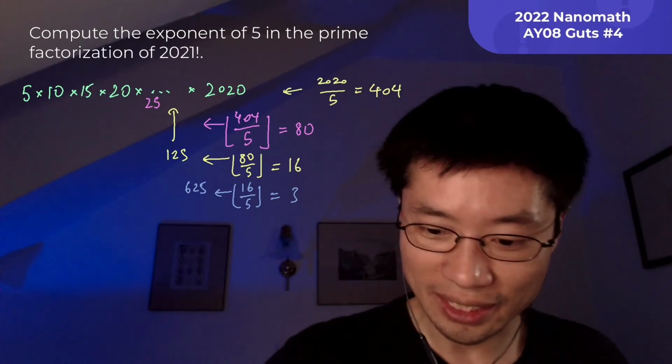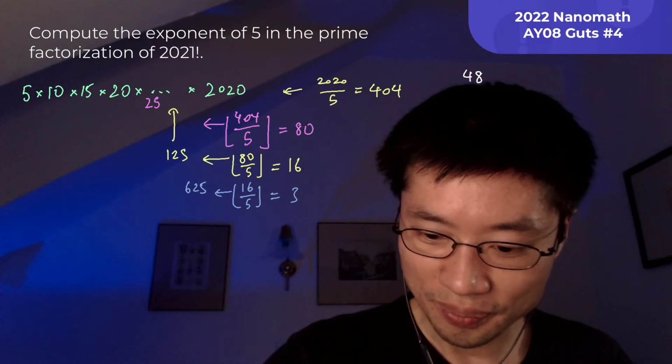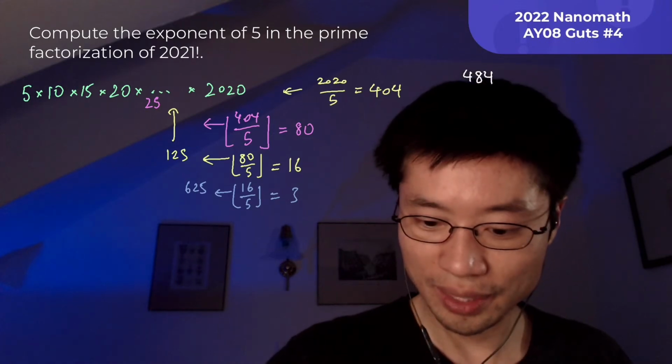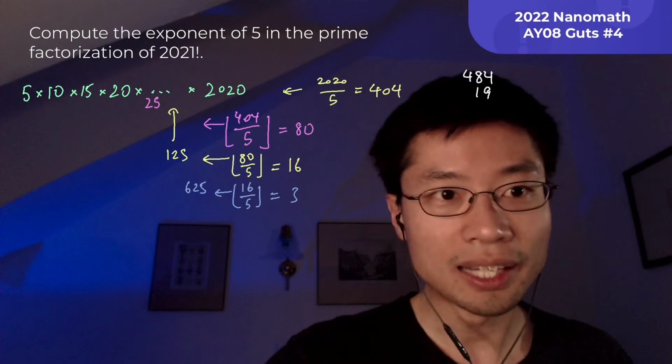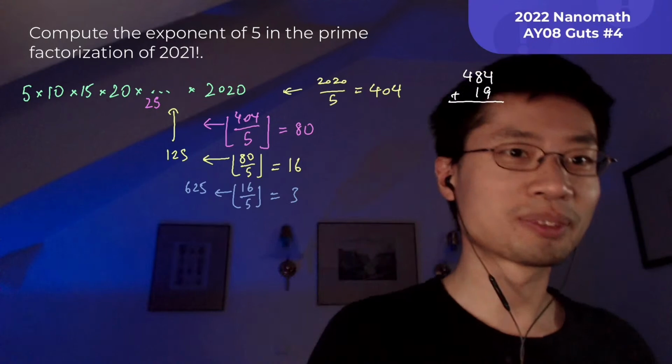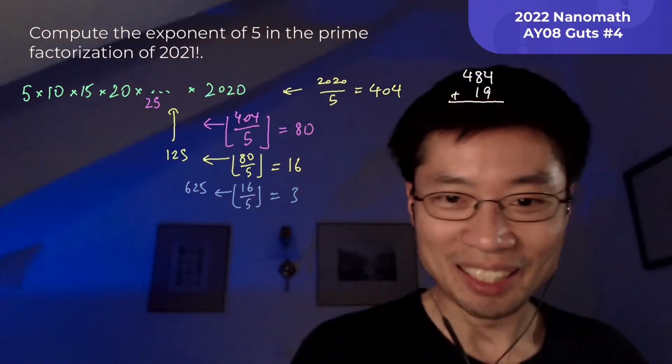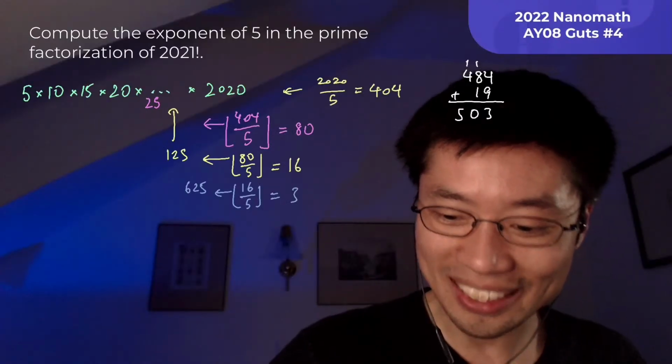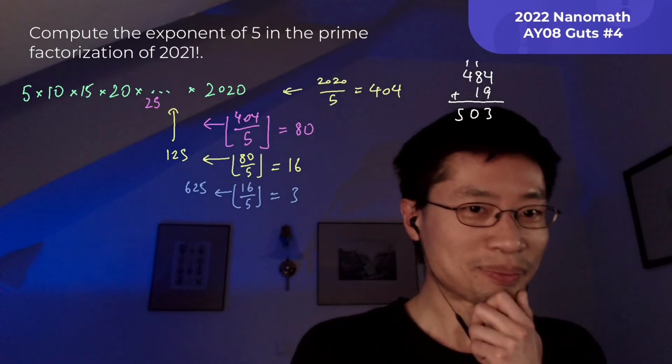404 plus 80 is 484. 16 plus 3 is 19. Adding them together in my head. See, I'm adding them together in my head right now. Anyway, I'm not really. I'm writing it. 4 plus 9 is 13. I'm not adding it in my head. Okay, this is 10. I'm going to guess the answer is 503.